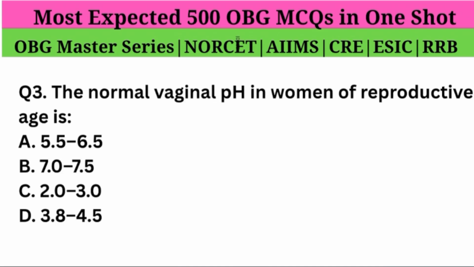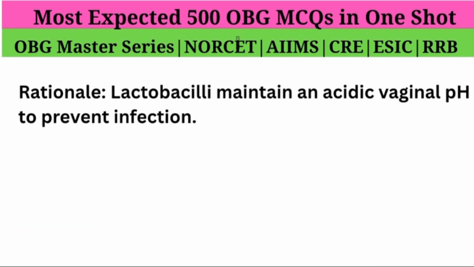Question number 3. The normal vaginal pH in women of reproductive age is? Your correct option is option D, 3.8 to 4.5. Rationally, lactobacilli maintain an acidic vaginal pH to prevent infection.